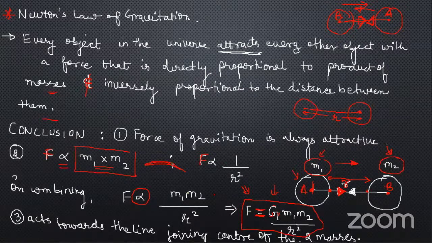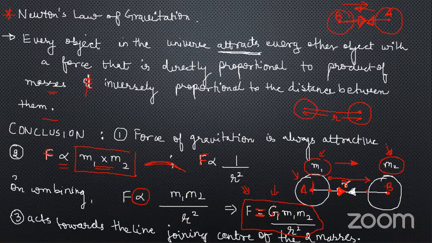If we combine these two, F is directly proportional to m1 m2, so m1 m2 will come in the numerator, and it is inversely proportional to r square, so r square will come in the denominator.